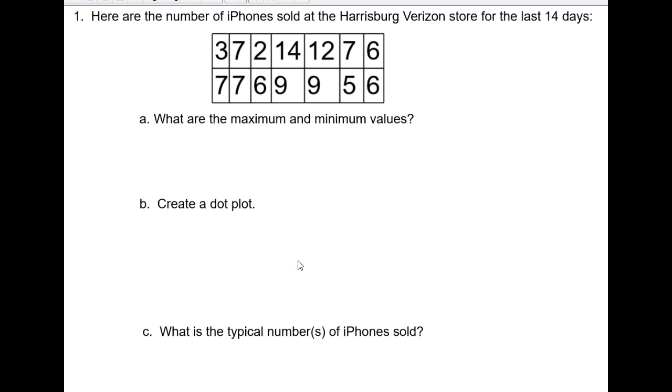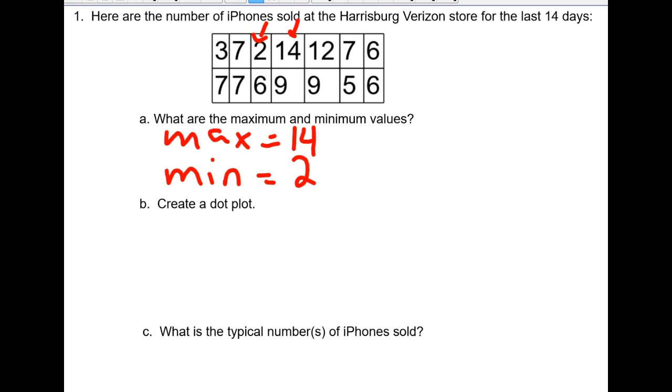Number 1, here are the number of iPhones sold at the Harrisburg Verizon store for the last 14 days. A says, what are the maximum and minimum values? So that's fairly straightforward. We all know how to find that now. I think it's 2 and 14. So the max is 14 and the minimum is 2.